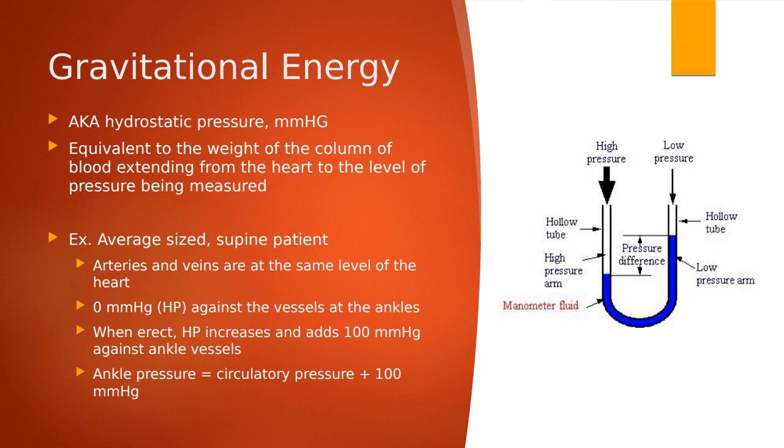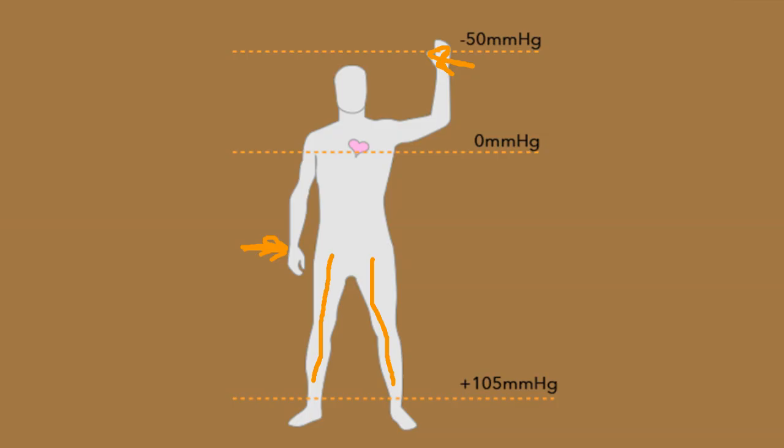So again, if we look at this diagram here, our ankles, this diagram's using positive 105 millimeters of mercury. And at our wrist here that's hanging below the heart, that's probably like 50 millimeters of mercury. Whereas the hand that's above the heart, negative 50 millimeters of mercury.